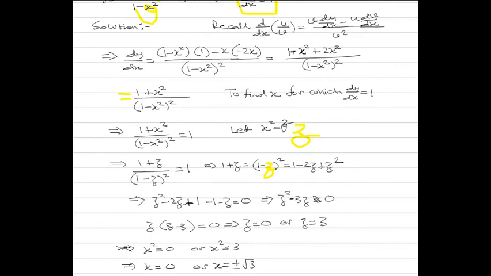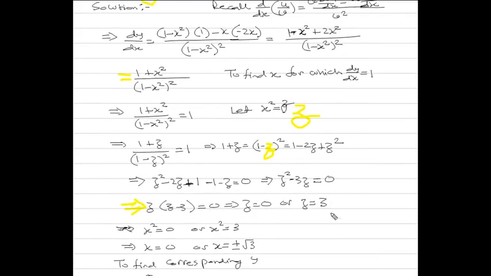We shouldn't cancel z here because then we will lose a root. We have to always take z common and realize that z into (z minus 3) is equal to 0, so z is equal to 0, or z is equal to 3. These are the two solutions.